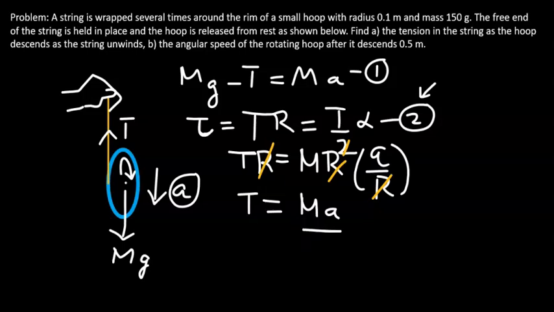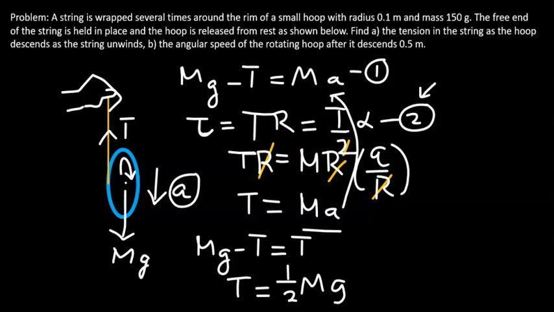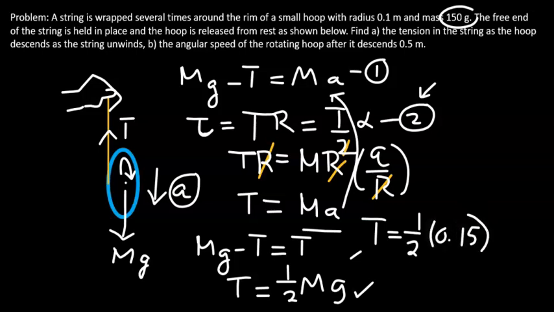Now placing m times a as tension here, you will get mg minus tension equals tension, which then yields tension as half of the weight of the hoop. So if we know the mass of the hoop as 150 grams, then the tension in that string as the hoop descends is half times 0.15, converting grams into kg, times gravitational acceleration, and that is 0.736 newtons. And that's the answer for part A.